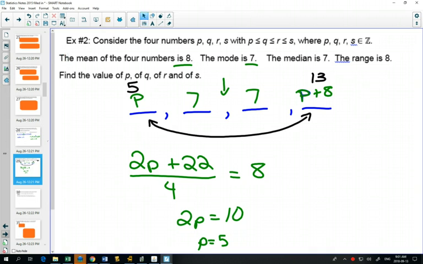Now, if we were only allowed to go up to 8, things get really tricky really quick to make everything else work.